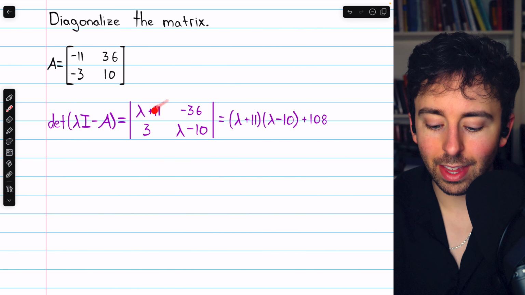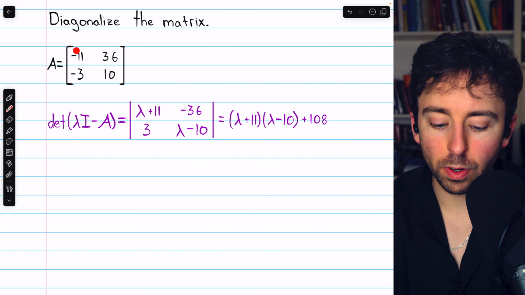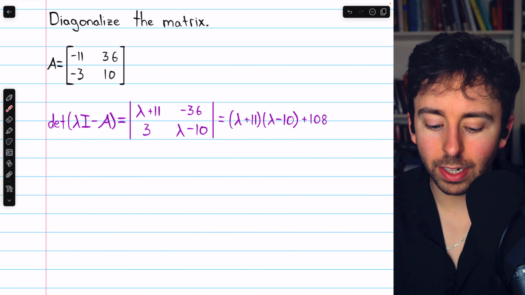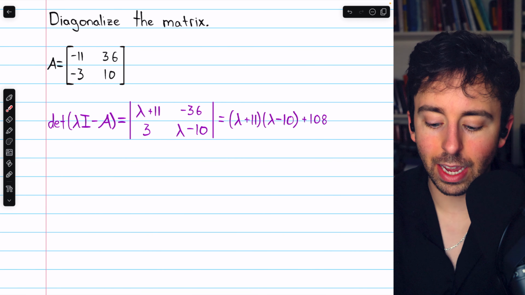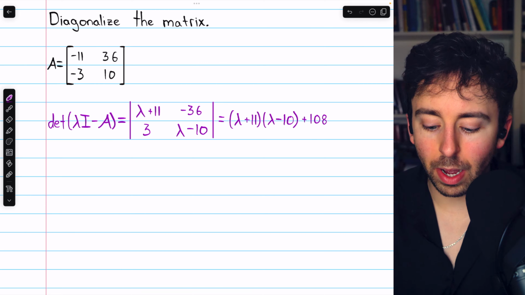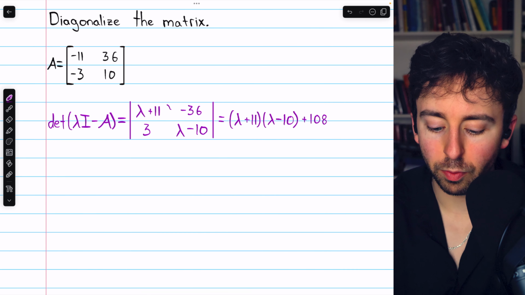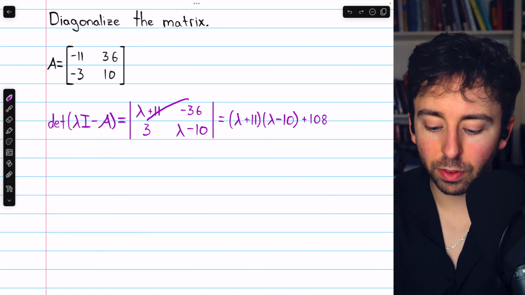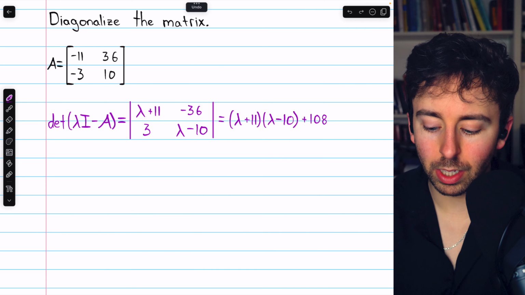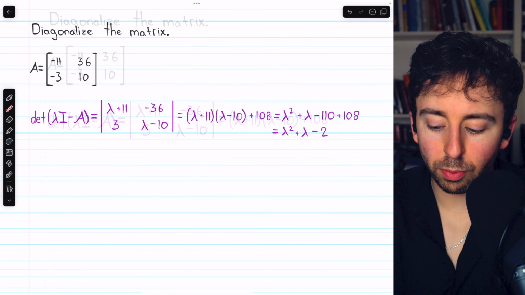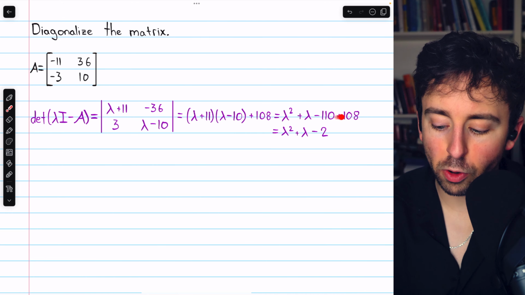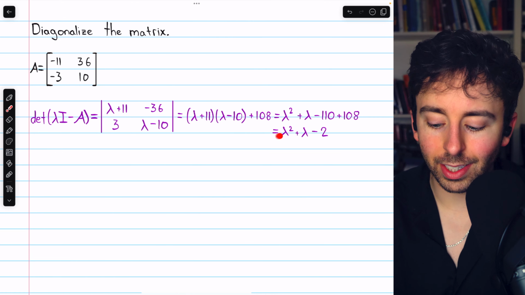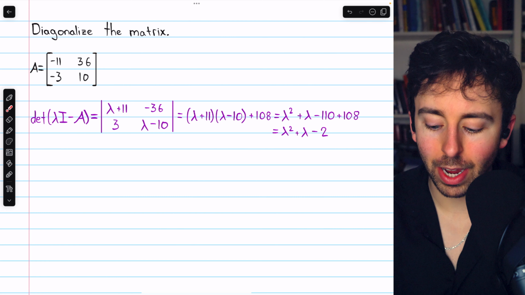which looks like this. Lambda minus the entries of A on the diagonal, and then off the diagonal, we just have the negatives of the entries of A. This is a 2 by 2 matrix, so its determinant is straightforward. Lambda plus 11 times lambda minus 10 minus negative 36 times 3, so plus 108. Doing this multiplication gets us to this quadratic, which we can then simplify to lambda squared plus lambda minus 2.